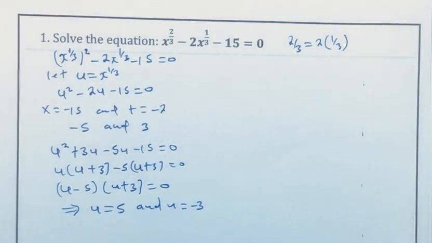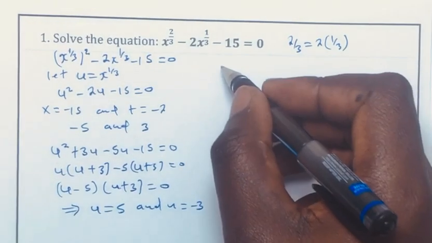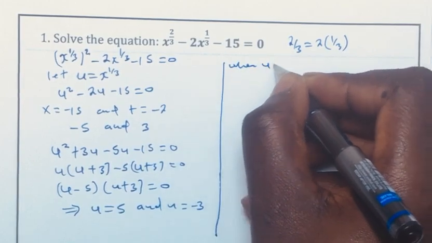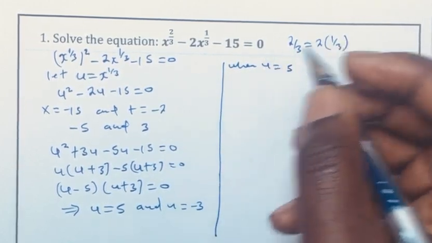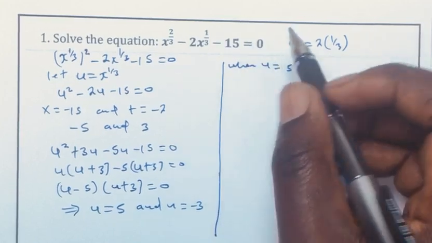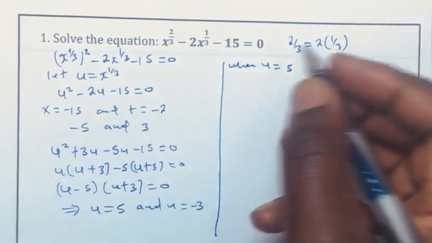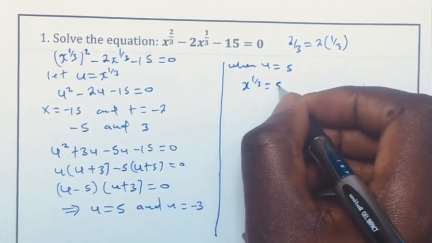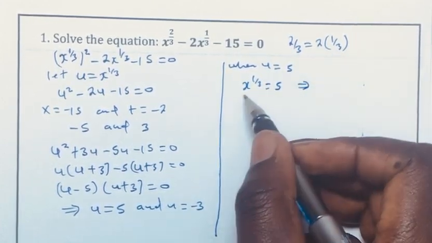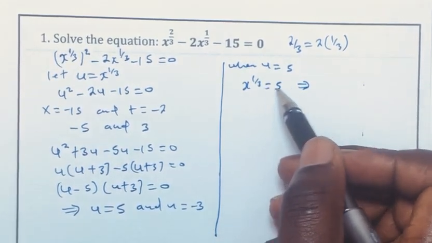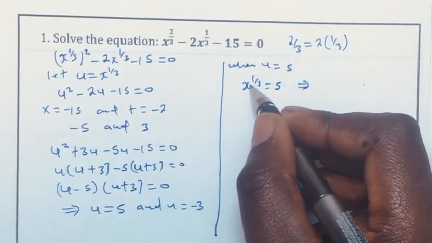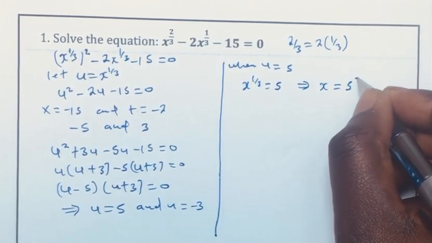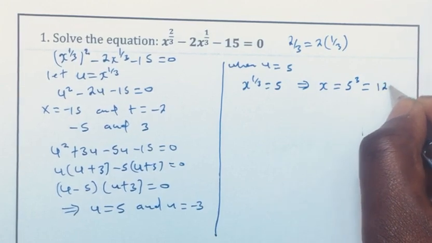But remember, it is not u that we're looking for. We're looking for the value of x. So let us look for the value of x when u is 5. So when u is 5, it means u, which is x raised to power 1/3, is equal to 5. So we have x raised to power 1/3 equal to 5. So for us to get x, we just cube both sides. If we cube this side, you're going to have x. If we cube this side, you're going to have 5 cubed, which is 125.